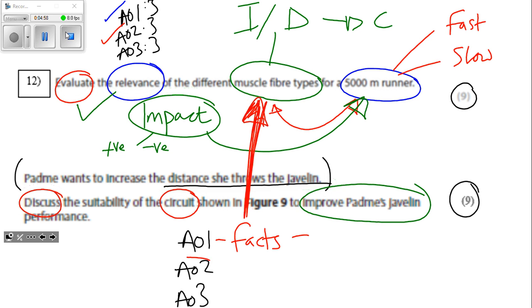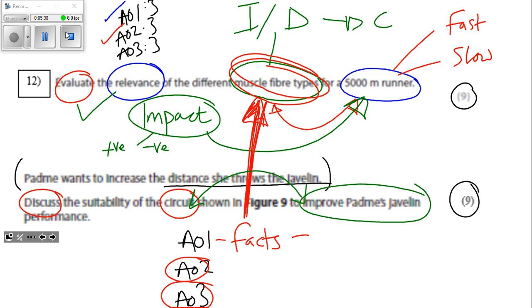They went straight in for AO2 and AO3 points. So it's really important. My key piece of advice is you always define or give facts about any of the topic words in the question, just like you did up here, or should have done up here. Okay, and let's look at AO2. We need to make sure we're linking back to our qualifier and linking it with our topic words. So now we need to think about, right, well, how would that circuit in figure 9 improve Padme's javelin performance? Now again, a really wide variety of people addressed this.